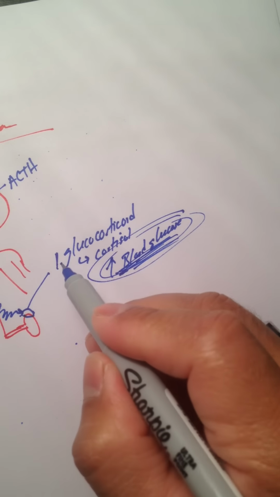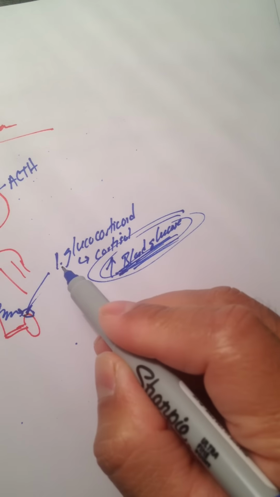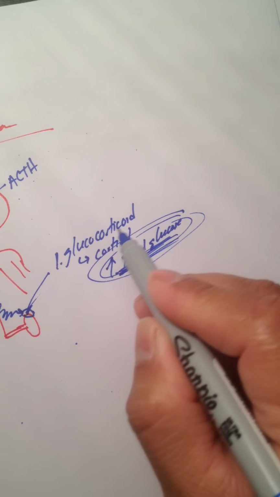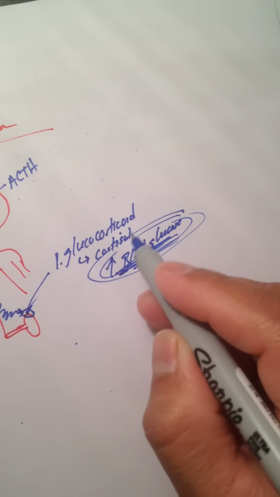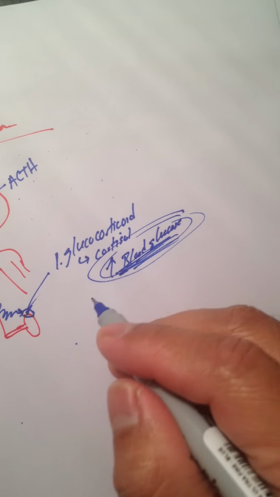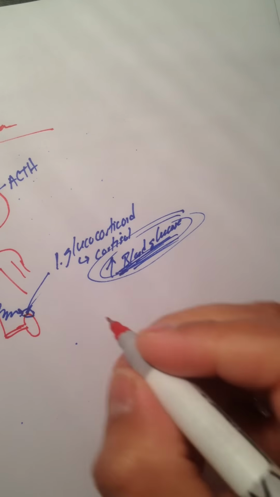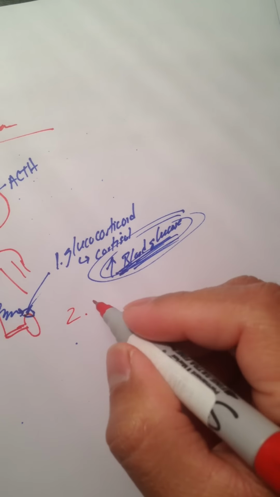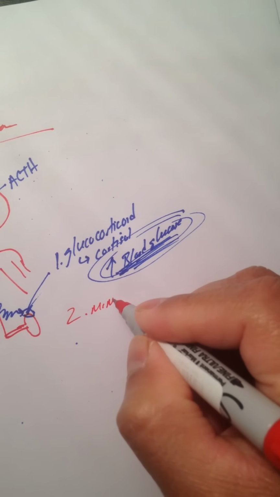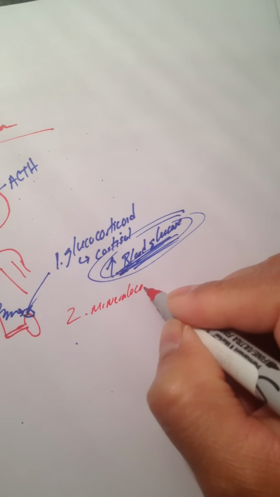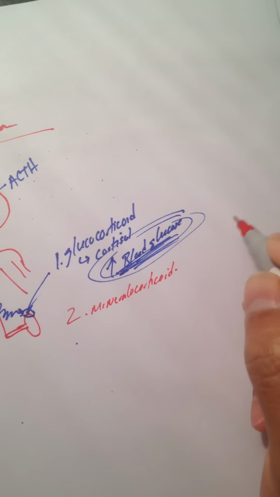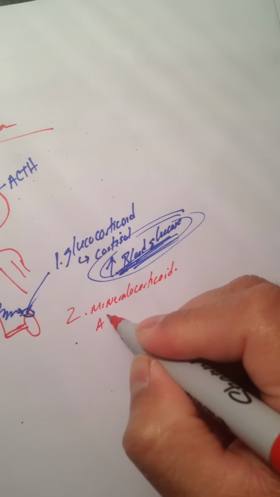So again, it's going to produce in the adrenal cortex. Your adrenal gland is going to produce, number one, glucocorticoids. Glucocorticoids are going to secrete cortisol. Cortisol regulates metabolism, and it also increases your blood glucose levels. Number two, your adrenal glands also produce mineralocorticoids. The main one that you need to know is aldosterone.